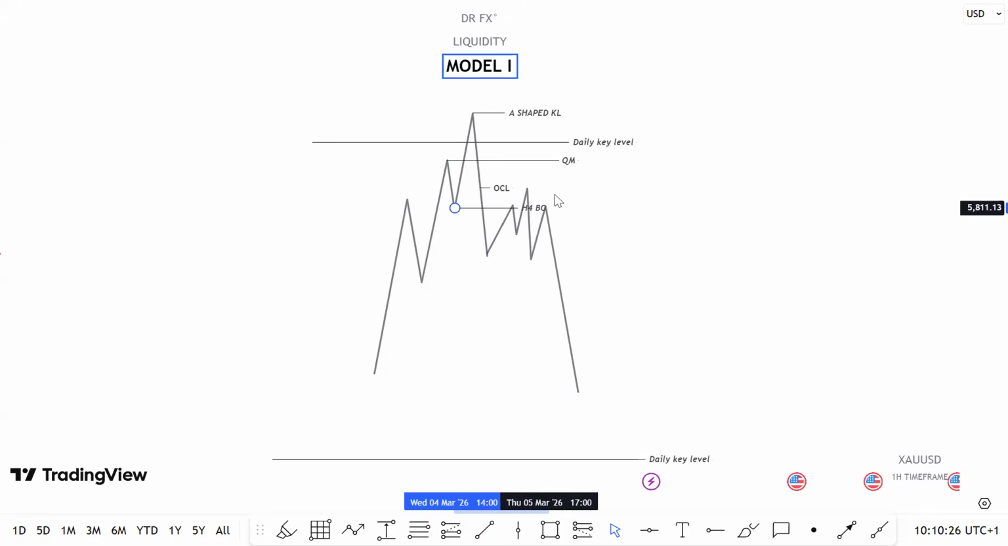Okay, that is what brought about model one. You take the 15-minute breakout right here. This is the 15-minute chart, and then you can execute from the QM or from the apex on the 15-minute chart. That is model one. Now, model five.